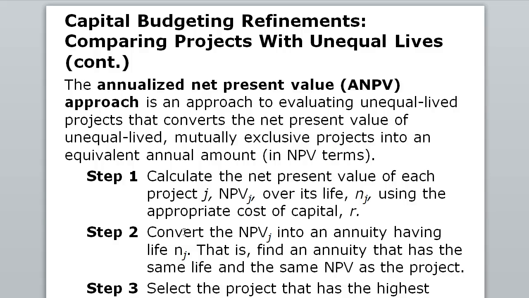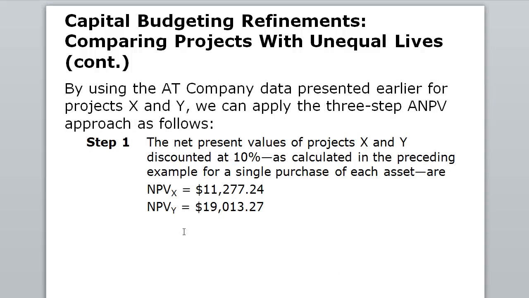However, if we want to use an annualized net present value approach, which helps us evaluate the unequal lives of two projects, we can do it in 3 steps. Step 1, calculate the net present value of each project over its life using the appropriate cost of capital. Step 2, convert the net present value into an annuity having the same life, that is, find the annuity that has the same life and the same net present value as the project, and select the project based on the higher one. It's confusing the way I said that, so let's go through the example.